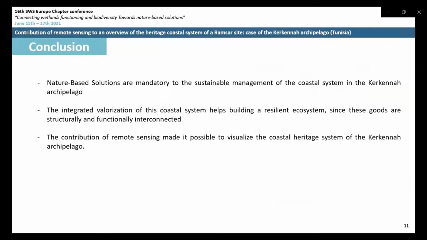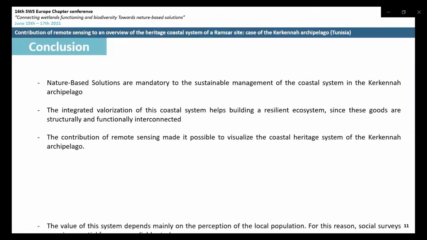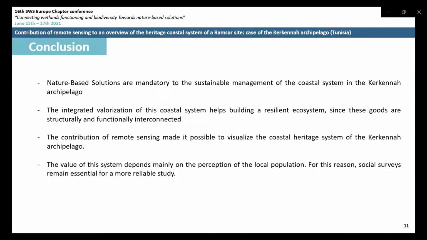The contribution of remote sensing made it possible to visualize the coastal heritage system of the Kerkena archipelago. However, despite its usefulness, the value of the system depends mainly on the perception of the local population. For this reason, social surveys remain essential for a more reliable study. As part of the PhD program that I'm enrolled in, we plan to carry on studies in this field, doing field surveys and comparing them with the cartography results.